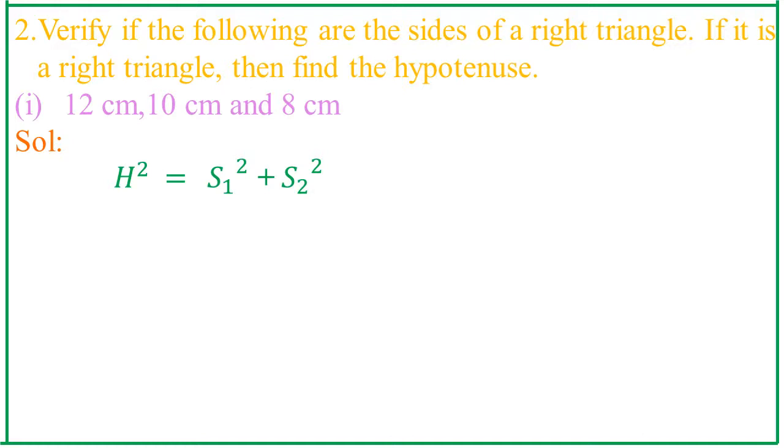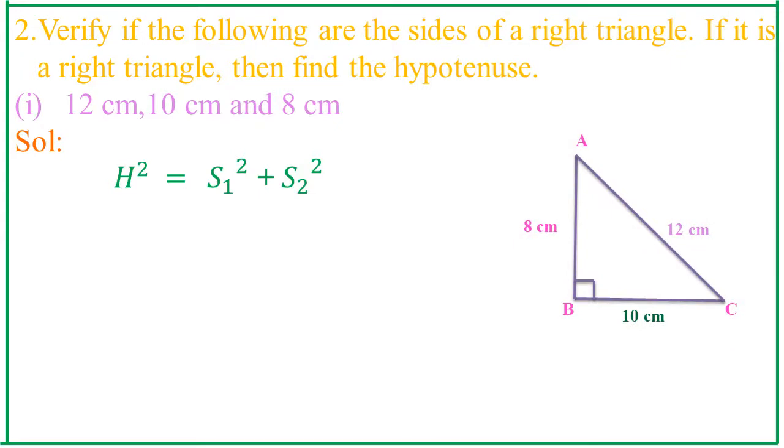Use the Pythagoras formula. Hypotenuse squared equal to side 1 squared plus side 2 squared. Look at the image ABC. Side 1, 8 cm, side 2, 10 cm, hypotenuse 12 cm. Substitute the values and prove the statement. H squared equal to S1 squared plus S2 squared. Hypotenuse 12 cm, side 1, 8 cm, side 2, 10 cm. Substitute the values. 12 squared equal to 8 squared plus 10 squared.